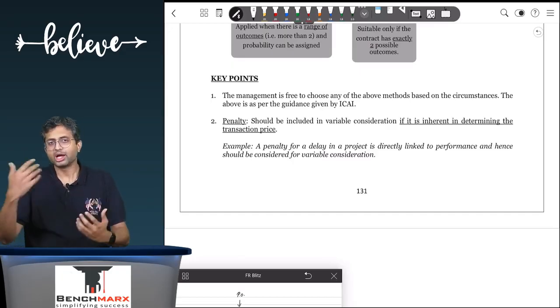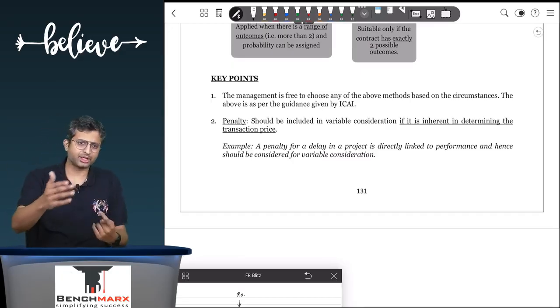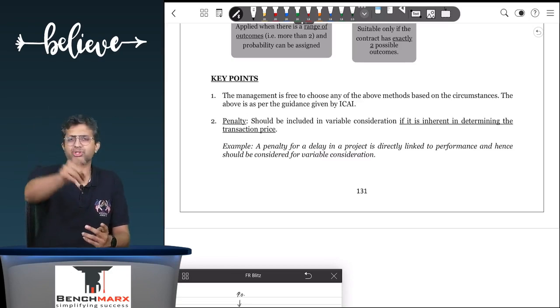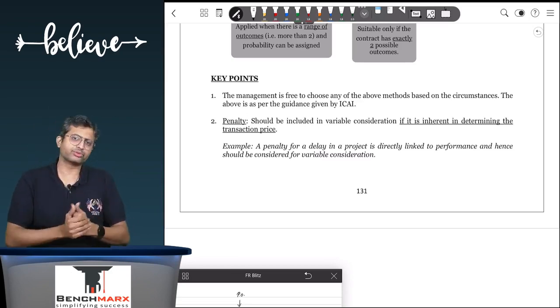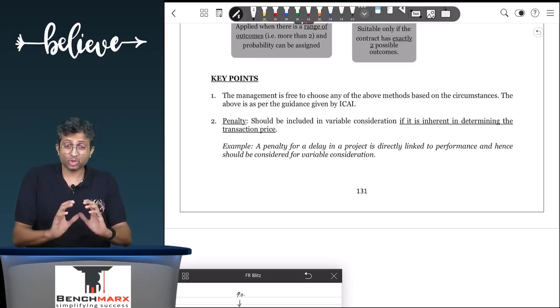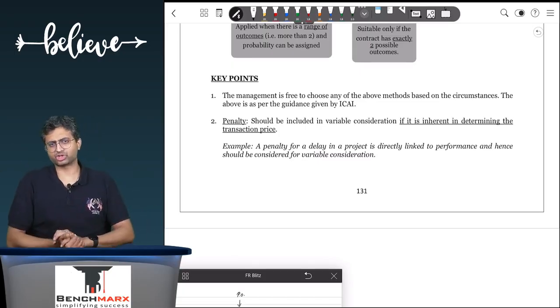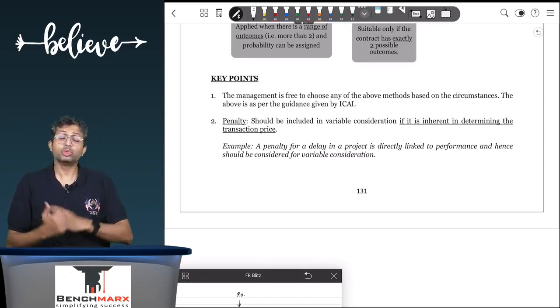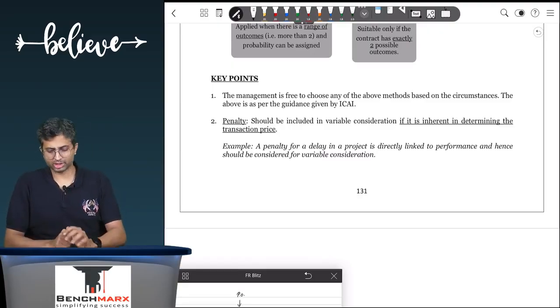So the seller and the buyer might have said that if you delay beyond 5 years, you will be charged a penalty. The seller will negotiate in that, because there is a possibility that you might delay beyond 5 years as well, in which case you have considered that as a part of transaction price, in which case you will also see if the penalty is likely or not.